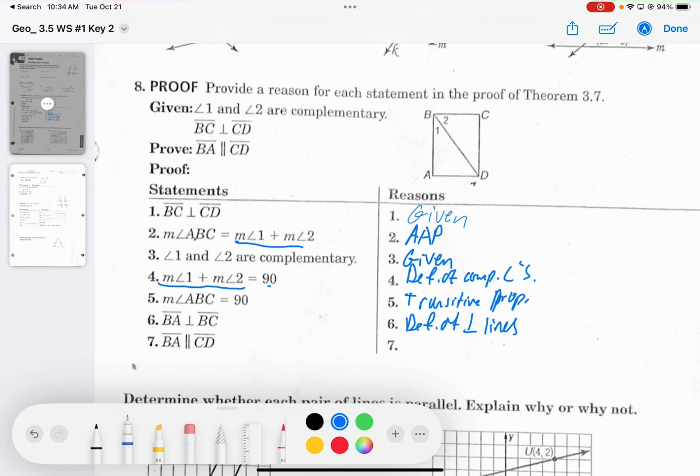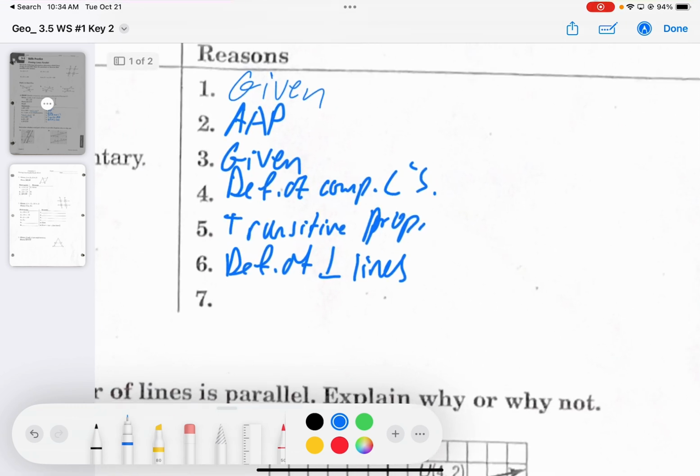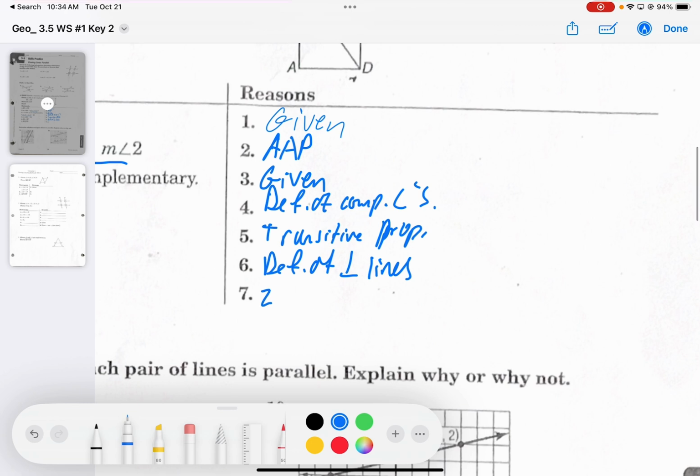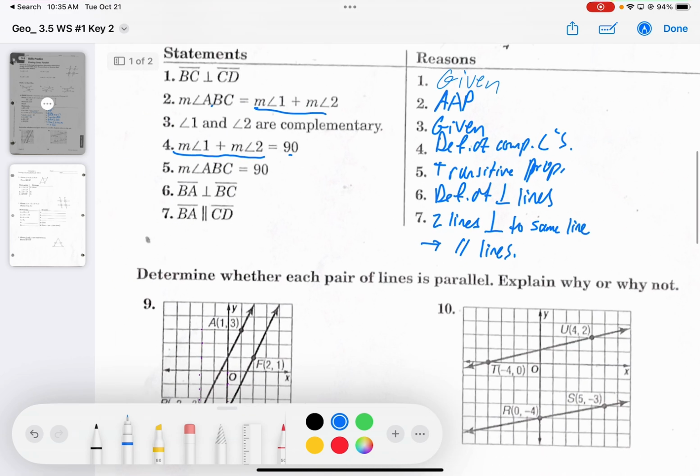Okay, and then we concluded BA is parallel to CD. Now this one was a bit tough. This one we had to use that theorem that I taught you toward the end of class yesterday, which said if you have 2 lines that are perpendicular to the same line, then those 2 lines are parallel to each other. And there was an abbreviation of that, which wasn't very short, but it would be 2 lines perpendicular to same line implies parallel lines. That was our abbreviation for that theorem, which basically just says what the theorem states itself, okay?